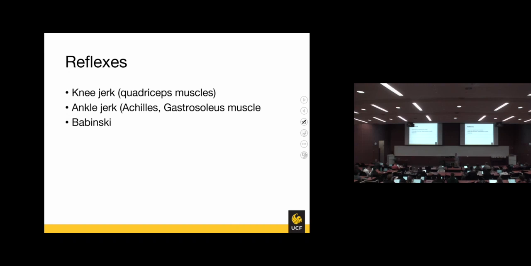All right, reflexes. This is really for just completeness. Many times we don't check reflexes unless we find another deficit. But knee jerk gives you quadriceps, of course. Ankle jerk is the Achilles and gastroc soleus. And then if you're concerned about an upper motor neuron, you want to check a Babinski.